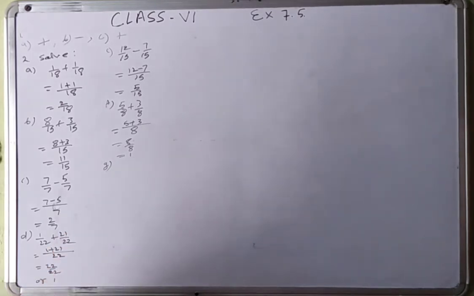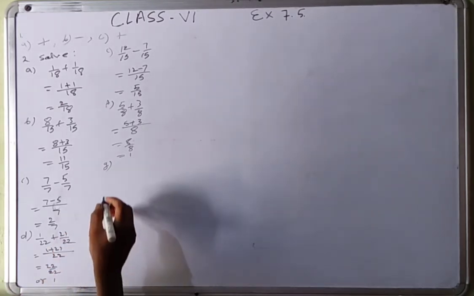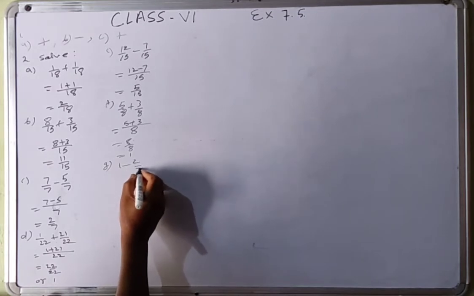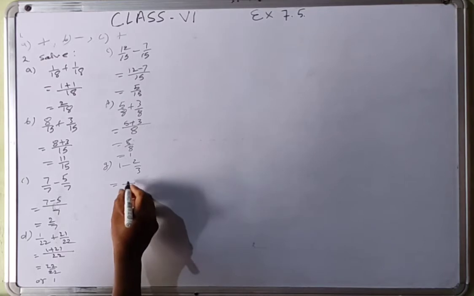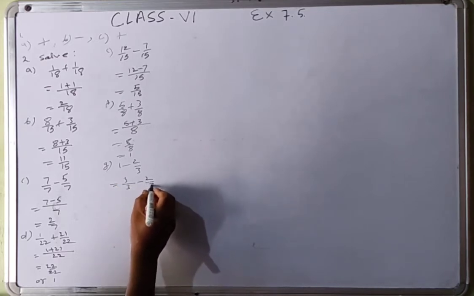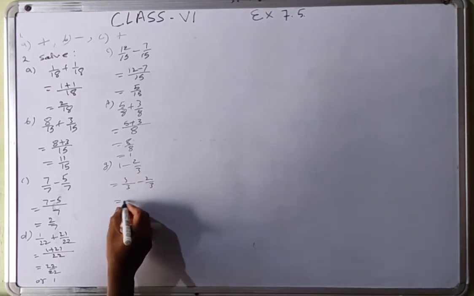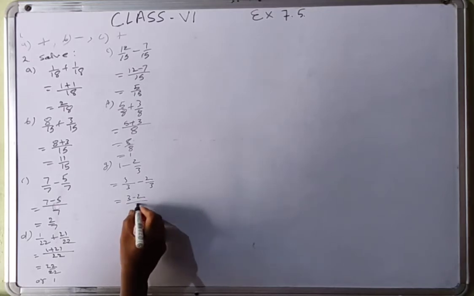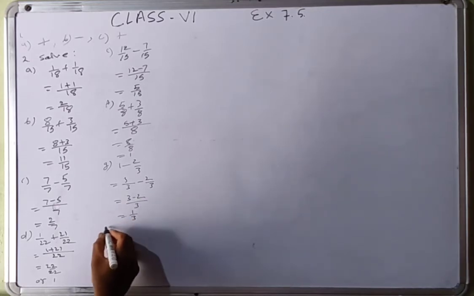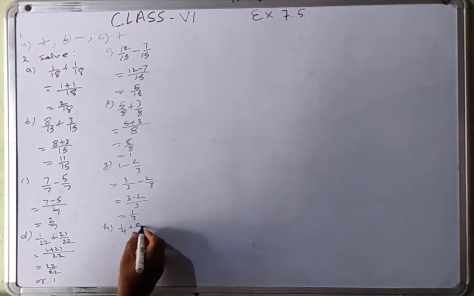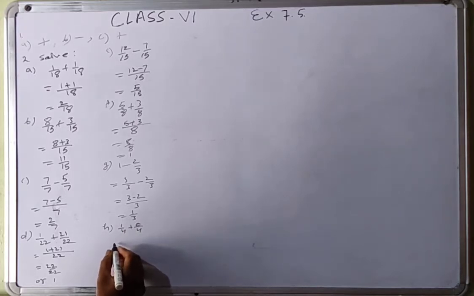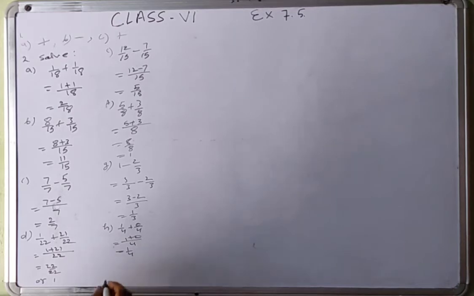G part, 1 minus 2 upon 3. That one also we can write with denominator 3. So 3 upon 3, like this we can write. 3 cancel by 3, that will become 1. So 3 minus 2 upon 3, that will be 1 upon 3. H part, 1 upon 4 plus 0 upon 4. So that means 1 plus 0, that is 1 upon 4.